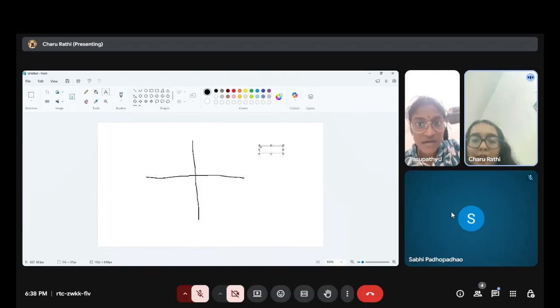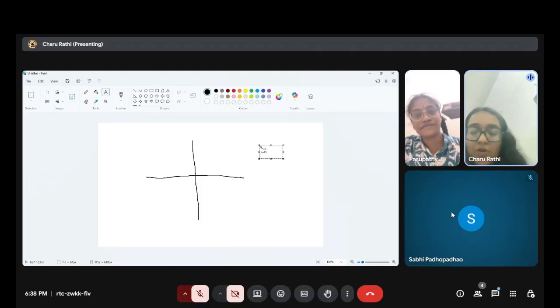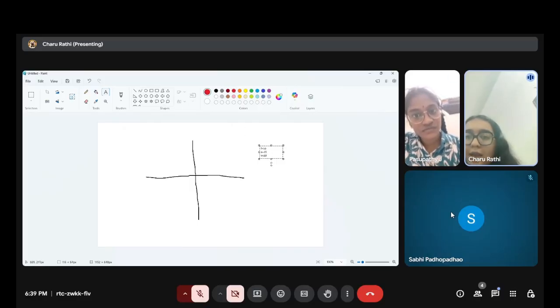What was the value of f? F is minus 10 centimeter. What was u? U is minus 15 centimeter. What was v? Minus 30 centimeter. So all these values are in minus.